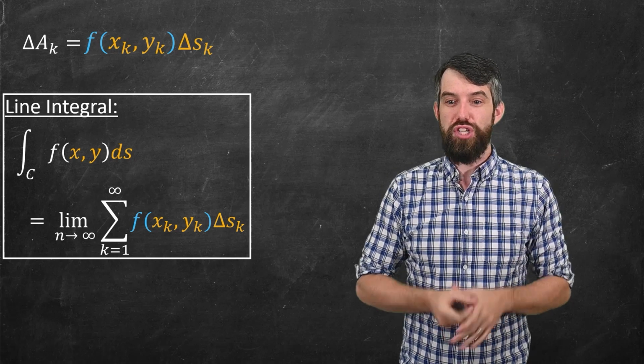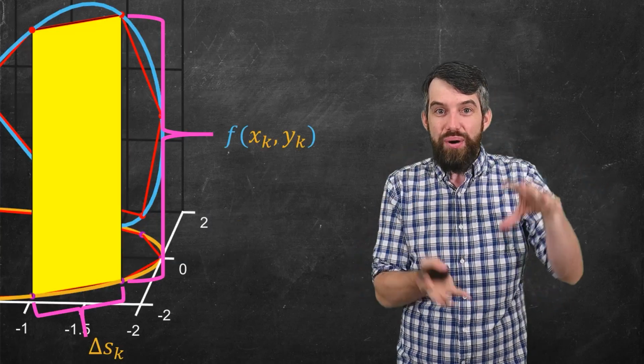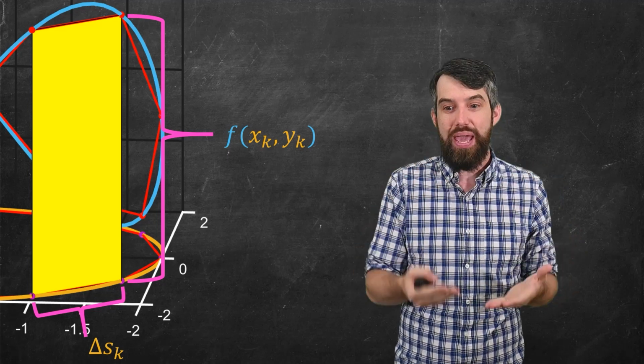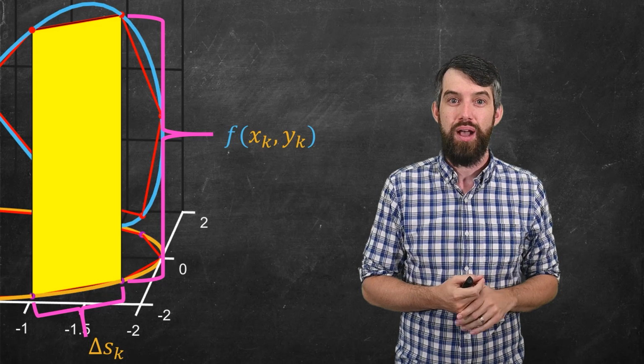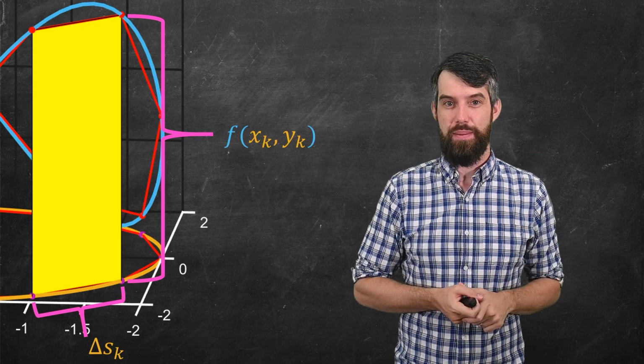So let's return just back a little bit in our definition, where we had the area of a rectangle, and we decided that its height was f of xk, yk, and that its base was the delta sk. I want to do better here. So let me focus specifically on the delta sk.